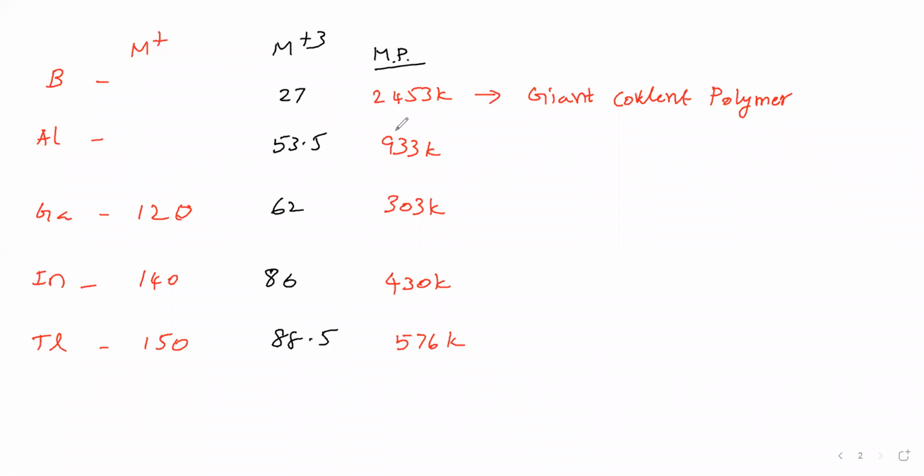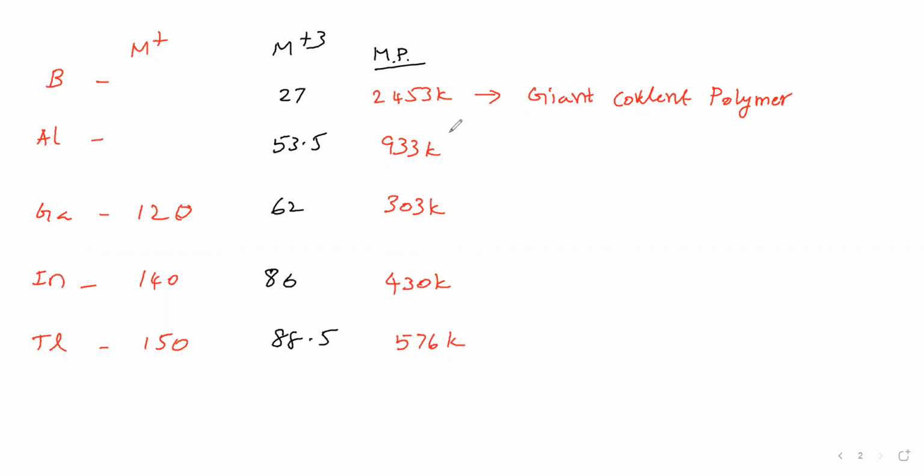Among these, actually boron is not a metal. It is a metalloid. Even then, its melting point is huge when compared to other elements of the group. Why? Because boron exists in the form of a giant covalent polymer. Polymer in the sense continuous covalent bonds will be there between all the atoms. Breaking all the covalent bonds requires more energy. Therefore, the melting point is huge for boron when compared to other elements of the group.